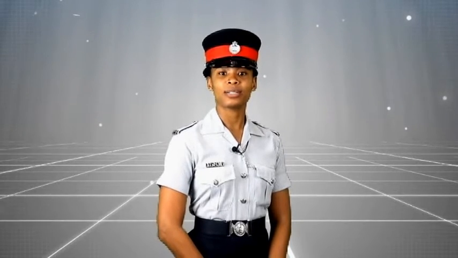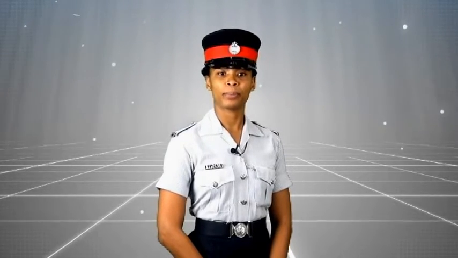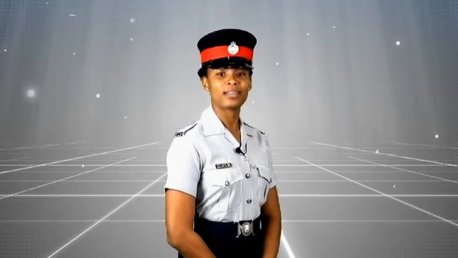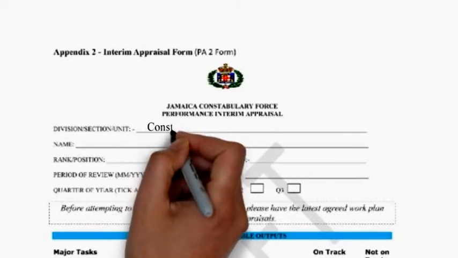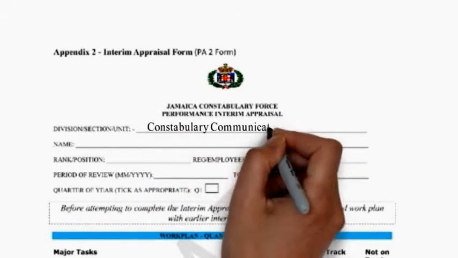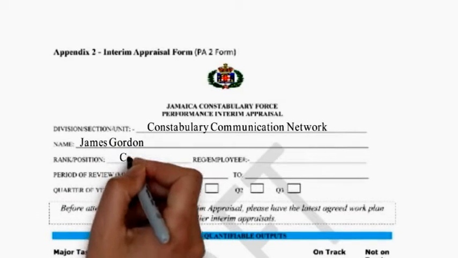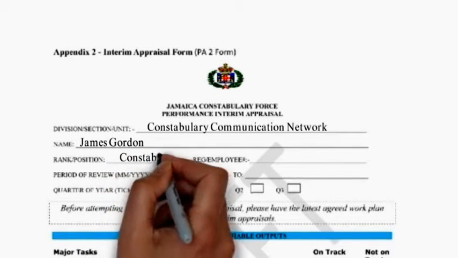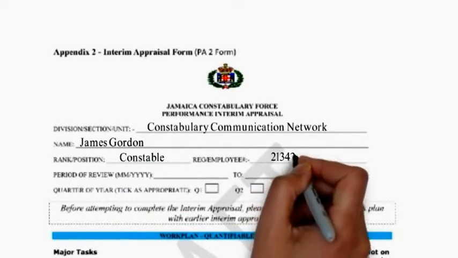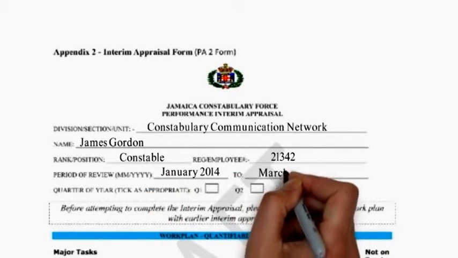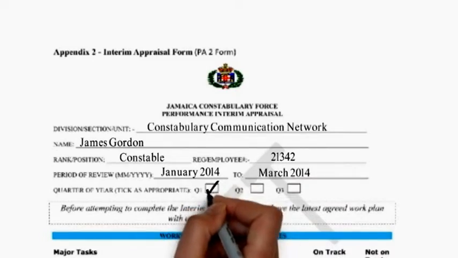Now let us take a look at completing the form. The top section of the form is to be completed with the appropriate information, including the member's division, section or unit which he or she is attached, name of the employee, rank or position held, employee number, the period being reviewed, and indicate using a tick for the quarter the period represents.